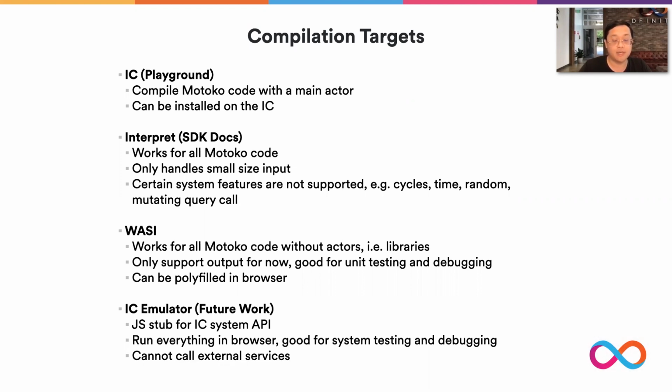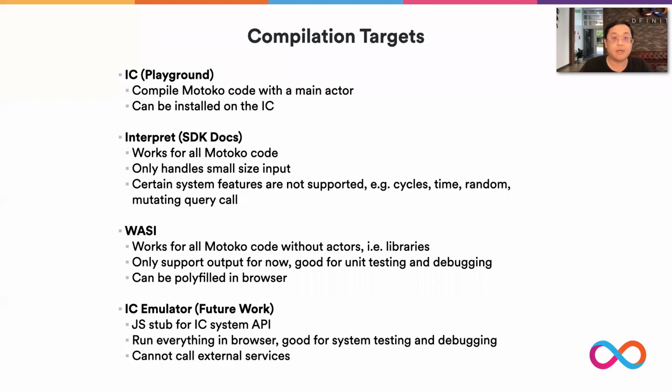The third target we have is the Wasm mode, which you can pass into the Motoko compiler via a compiler flag. It's basically used for unit testing and debugging. It works for all Motoko code without actors. So if you're writing a Motoko library, this is probably a good target where you can test your library. This Wasm API can also be polyfilled in the browser. In a prototype implementation, we have this Wasm mode in the playground, but we haven't fully integrated it into the production one yet.